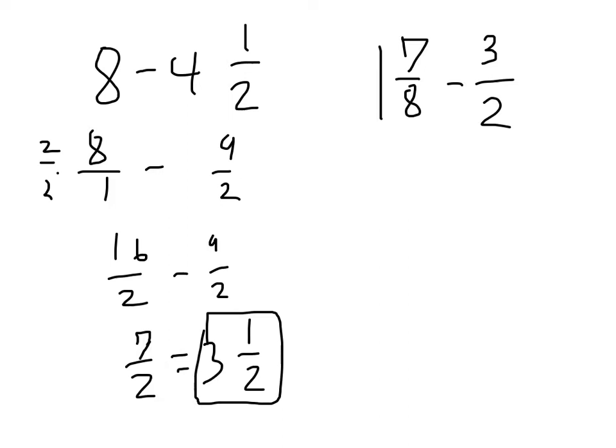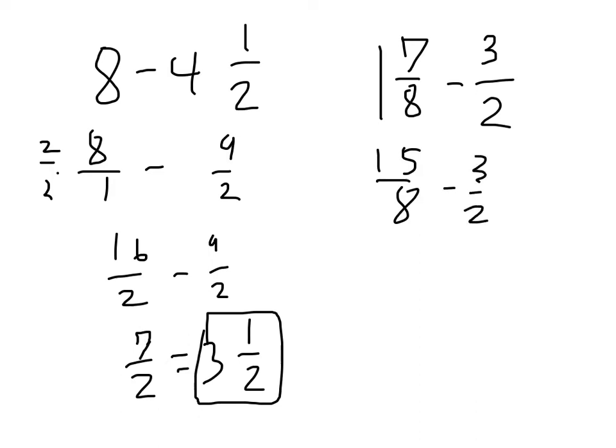Now for the next one, we have 1 7/8 minus 3 over 2. So now, change it into an improper fraction. 1 times 8 equals 8, plus 7 equals 15. So 15 over 8 minus 3 over 2.